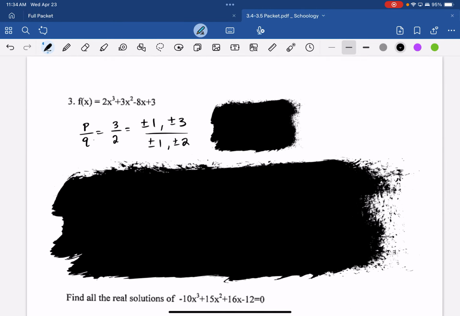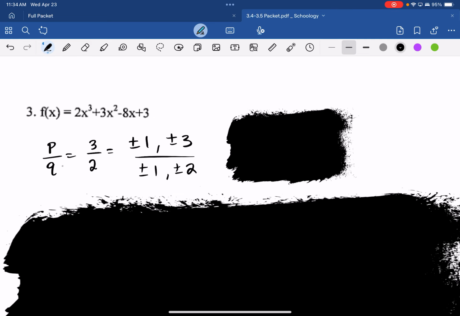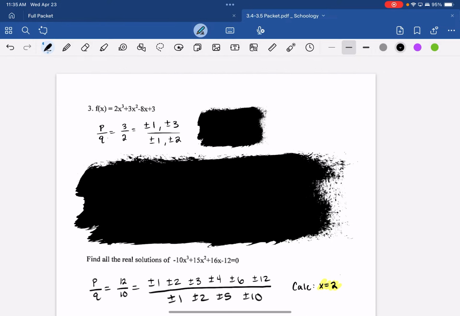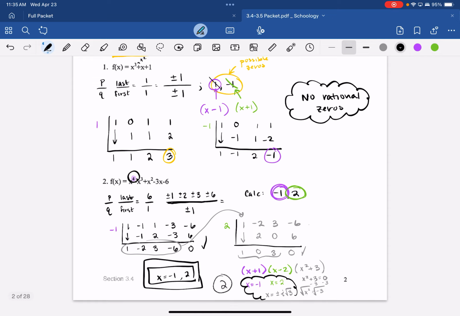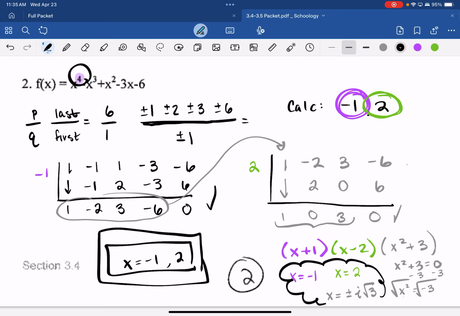I want you to try number 3. I've already started it with our first and last. Okay? So there's my fraction. There's all my possible factors. Practice with your calculator. Go find which zeros you think you should try. I'm going to put my last problem on the board here. So if you get stuck, look back up here and use my work to almost act as a model as you work through this next one. Okay?